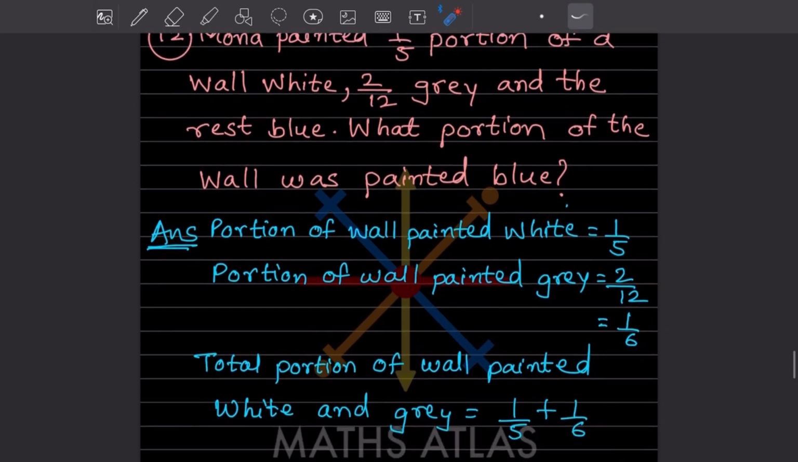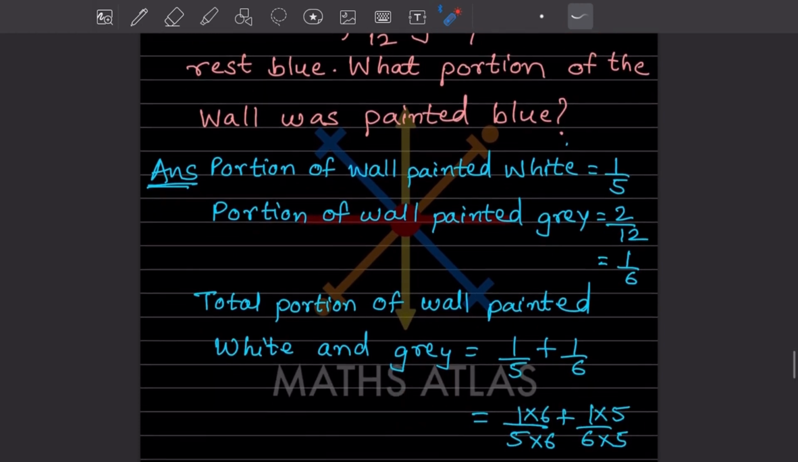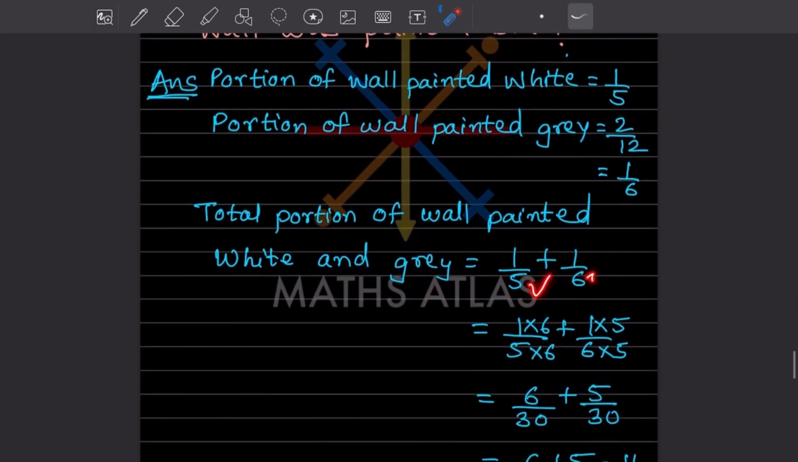Now here, what portion of the wall was painted blue? So first thing, what are we going to do? Total portion we will take. Total portion of wall painted white and grey. So this as well as this we are going to add. After adding, you can see the denominators are different. So when you take the LCM of 5 and 6, we get the LCM as 30.